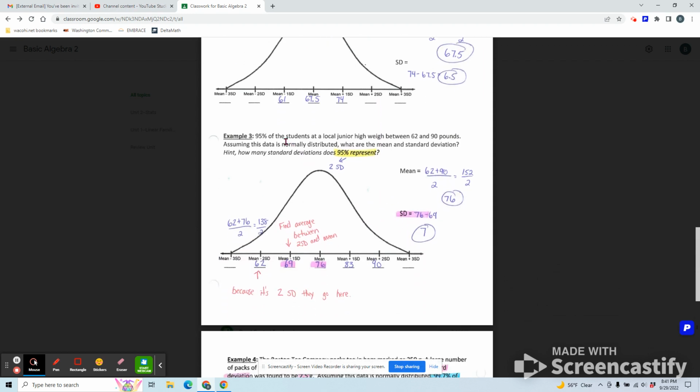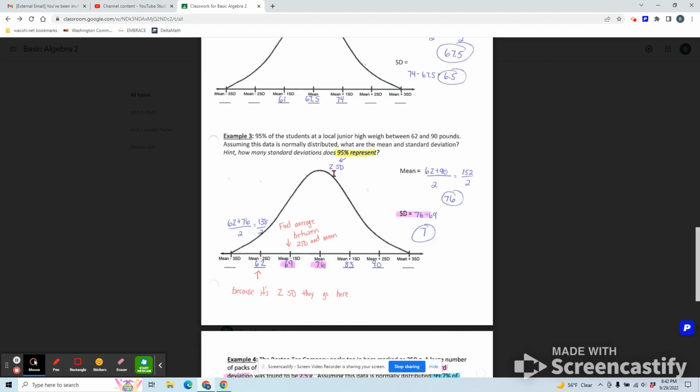Example 3. 95% of the students at a local junior high weigh between 62 and 90 pounds. What are the mean and standard deviations? So once again, here's a hint. What does 95% of the population or 95% of the data represent? That's 2 standard deviations. So these two numbers are 2 standard deviations from the mean. Well, we can find the mean by adding them up and dividing by 2. So our mean is 76.